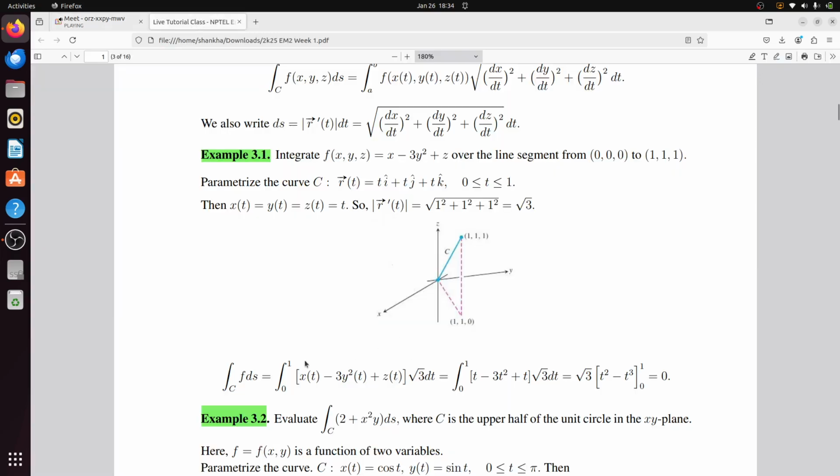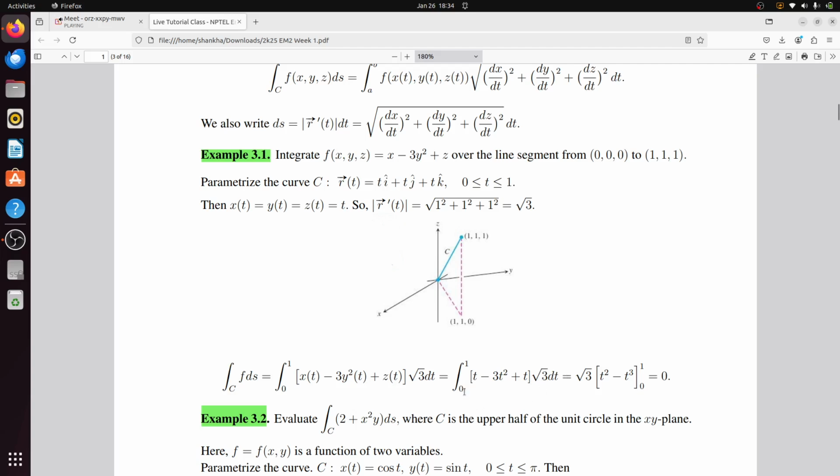Okay. So yes, your t is varying from 0 to 1. So here the limit is from 0 to 1. You have the integral of [xt minus 3y square t plus z square, sorry, zt] ds. Your ds is square root of 3 into dt, because integration is taken over the t direction. Now you have expressions for xt, yt and zt. So ultimately you will get the integral of (2t minus 3t square) root 3 dt.